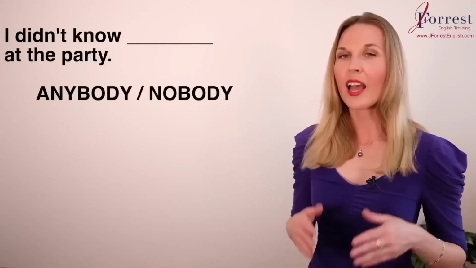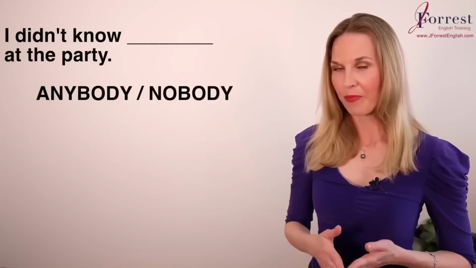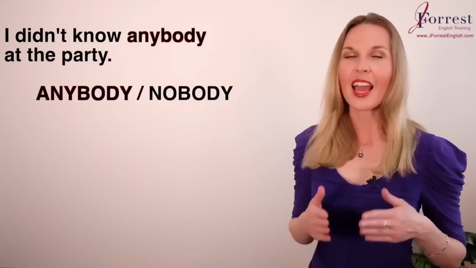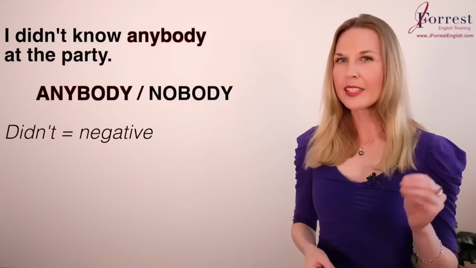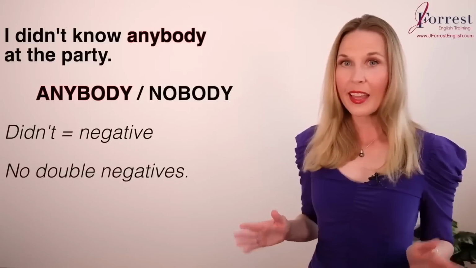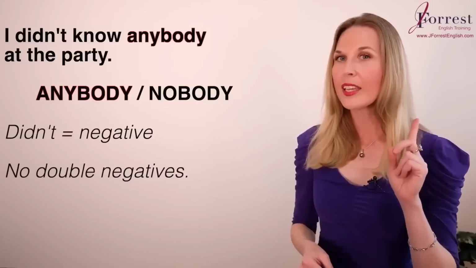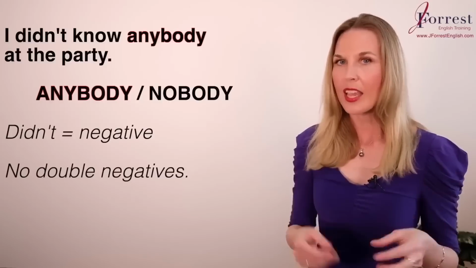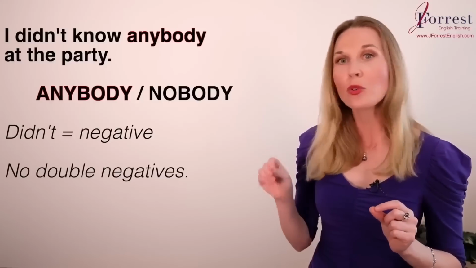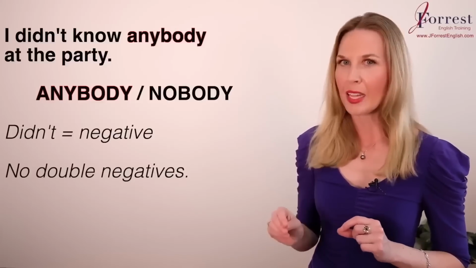Number 6: "I didn't know anybody at the party." Didn't is negative. In the English language, we do not like double negatives. You can only use one negative in a clause. And since I already have didn't, I can't use the negative nobody. I have to use anybody.